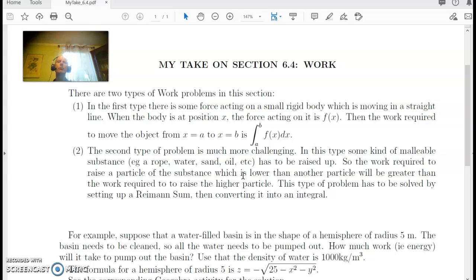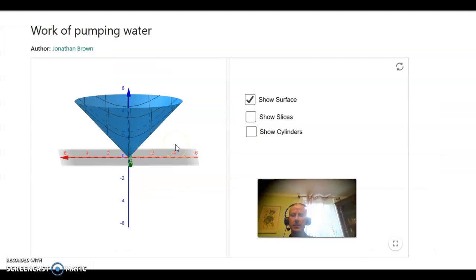And there is no set formula for solving this type of problem. Instead, this type of problem is going to have to be solved by setting up a Riemann sum and then converting it into an integral. Now, I made this simple little GeoGebra activity to illustrate the principle of how this is done. So suppose we've got a cone of water. Basically, we've got some conic-shaped water tank, and we want to pump all the water out of that tank. How are we going to do that?